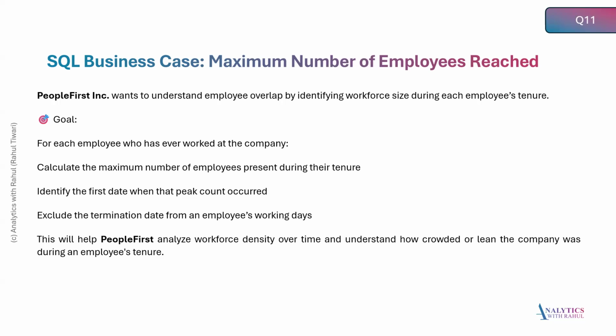So let's first try to understand. First of all, I will work on all the active employees, right, where the termination date is null, and I will get the latest and the earliest date.